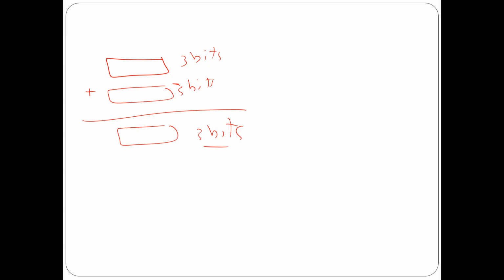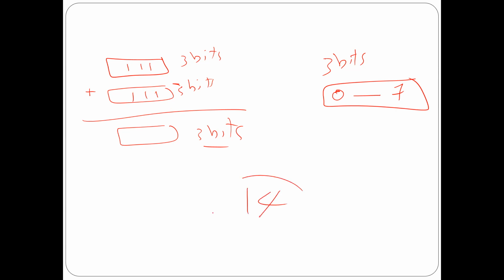The concept is true in the case of signed or unsigned, but let me just make it easy and talk about unsigned for now. As I just explained, in 3 bits you can store from 0 to 7. That means if I put here, for example, 7 and another 7 here, 7 plus 7 should be 14. Can I store 14 in 3 bits? No, you can't.